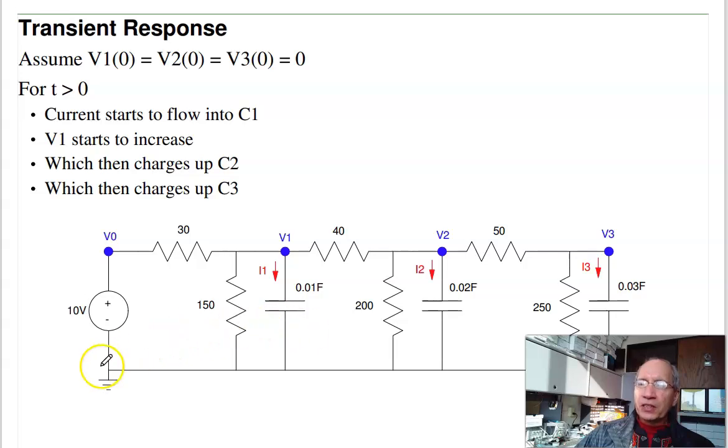So assuming these are initially discharged, like this is 0 volts, before time 0 everybody is discharged, everybody's at 0 volts. What happens when this turns on? Well, this is going to start charging up the first capacitor, which then charges up the second capacitor, that then charges up the third capacitor. Let's solve for V1, V2, and V3.